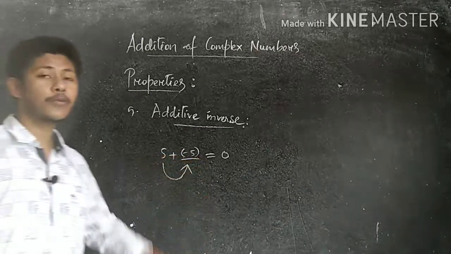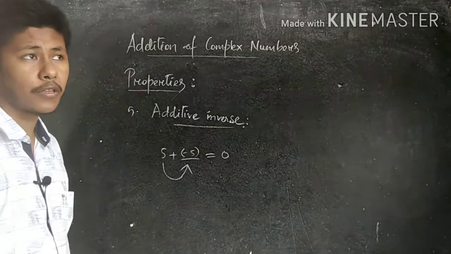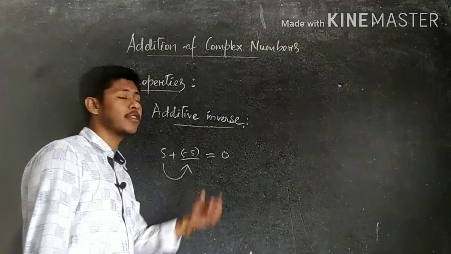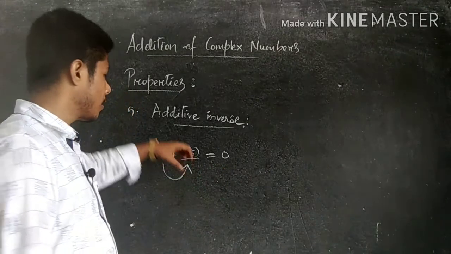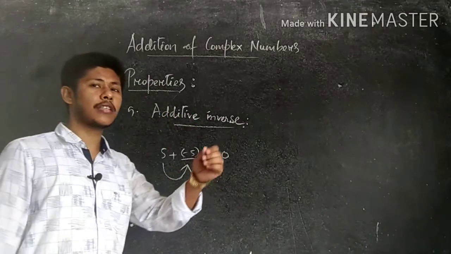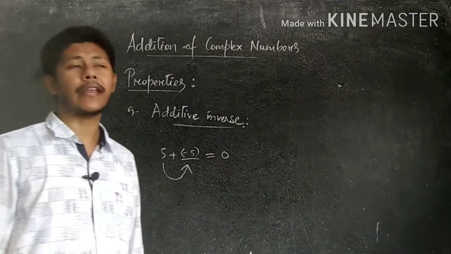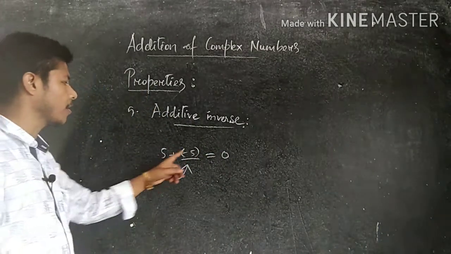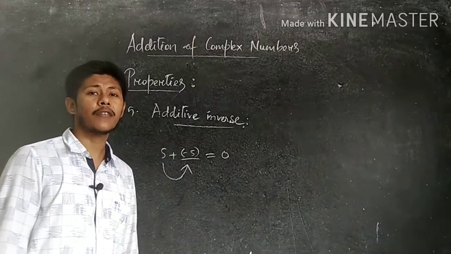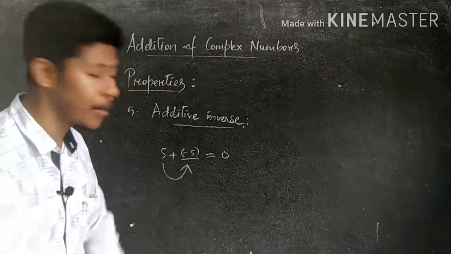Is 5 or minus 5 the additive inverse? Yes, it is the additive inverse, because when we add these two, the result is the additive identity. So when we add and get the additive identity, then what is this? Additive inverse. So in case of real number we get this one.